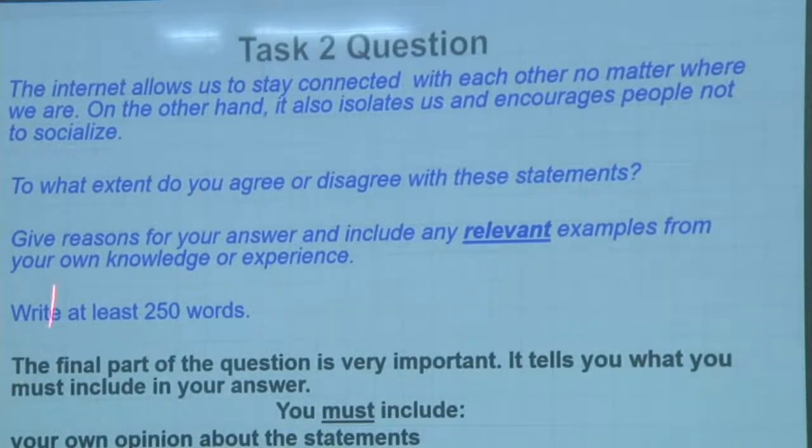First question. To what extent do you agree or disagree with these statements? So we're going to have to give your opinion. But remember, it's going to be very important that your opinion is balanced. And then there's also information that must be included. Give reasons for your answer and include any relevant, repeat, relevant examples from your own knowledge or experience.